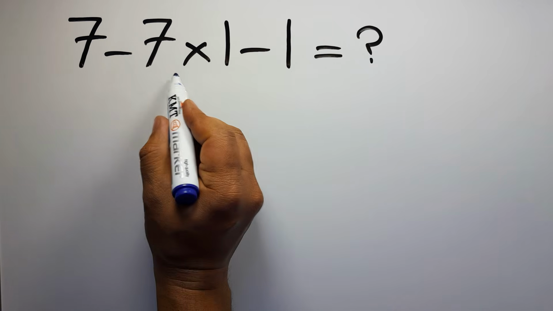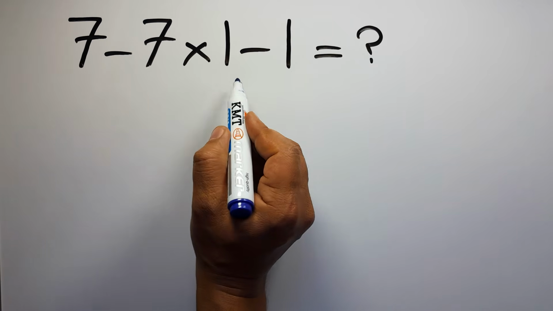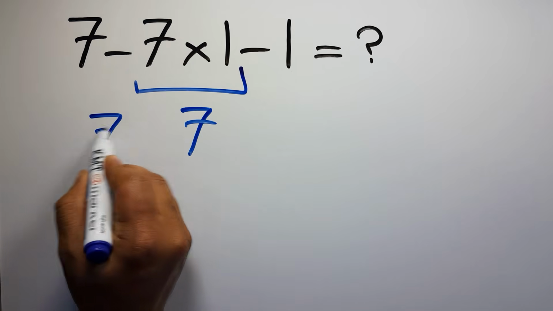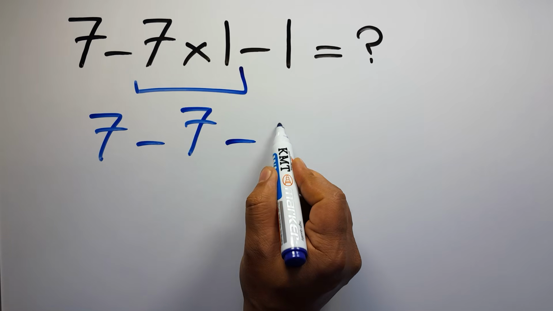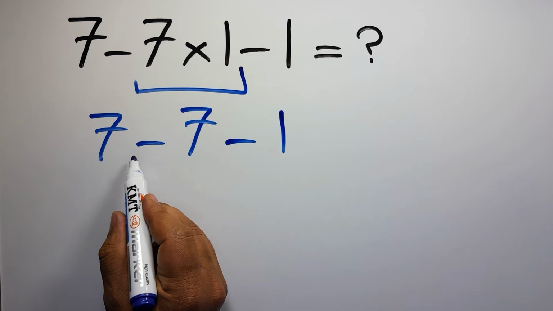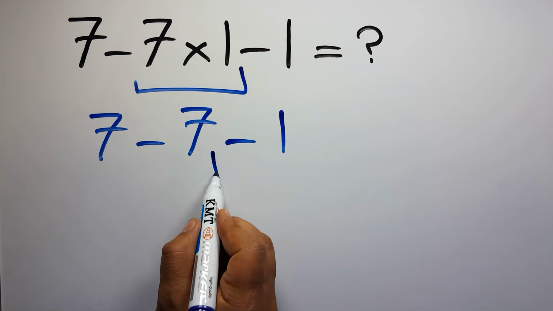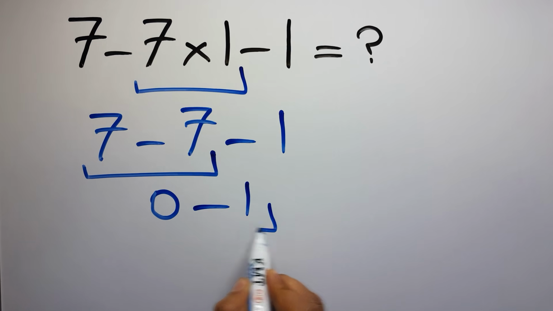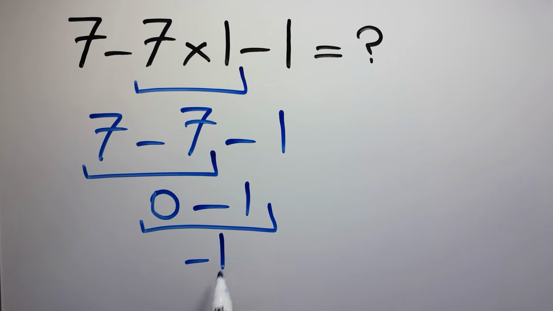So first we have to do this multiplication. 7 times 1 is just 7. So 7 minus 7, then minus 1. Now we have to do this subtraction. 7 minus 7 equals 0. So 0 minus 1, which gives us negative 1. And this is our final answer to this problem.